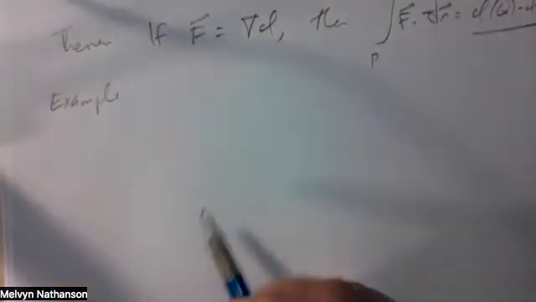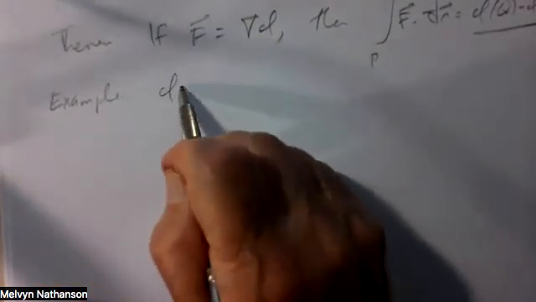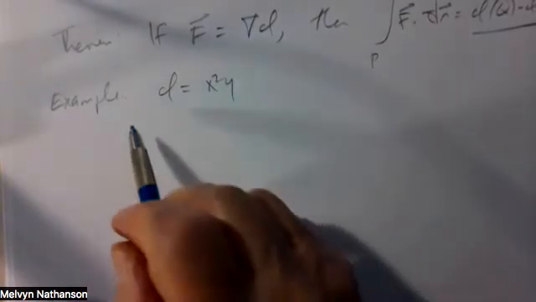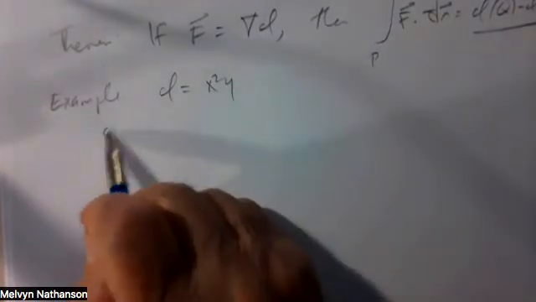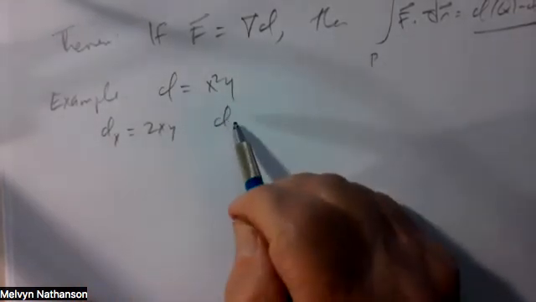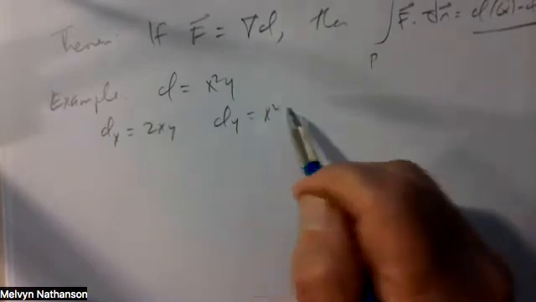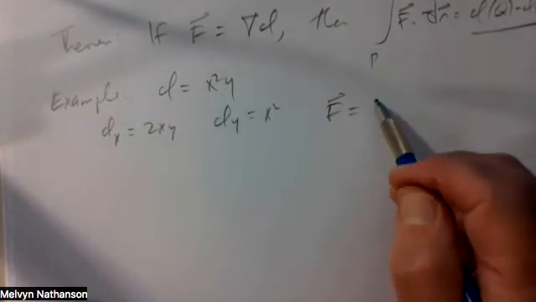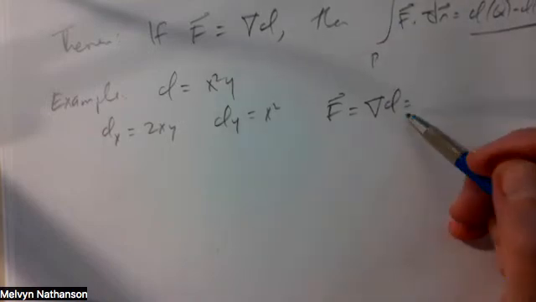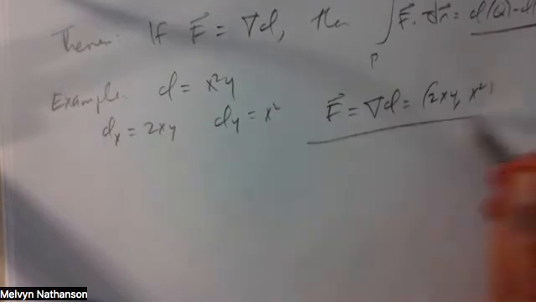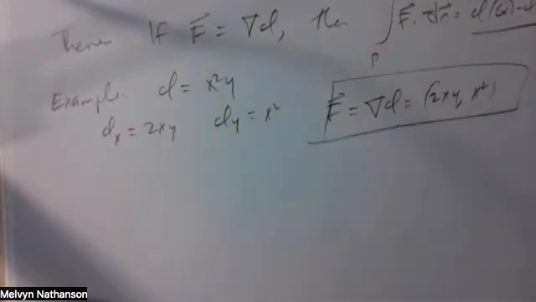See what happens. Suppose I take phi to be the function x squared y. So the partial of phi with respect to x is 2xy. The partial of phi with respect to y is x squared. So if I take f to be the vector field, which is the gradient of phi, which is (2xy, x squared), that's my vector field, and it's conservative.